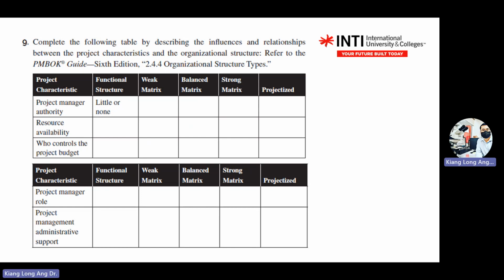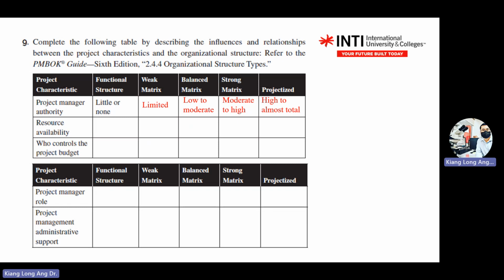So project manager authority will move from little, limited, low, moderate, moderate to high, and high. This one is actually the same as the one that we did in exercise number 3. For question number 3 you do this one, but we don't touch on the resources. So this exercise adds one more exercise for the resources.